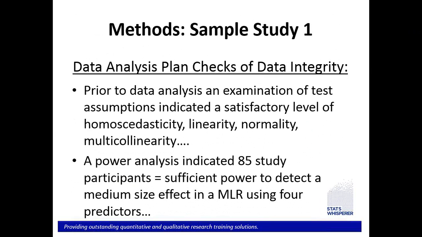Second, a power analysis indicated 85 study participants equaled sufficient power to detect a medium-sized effect in a multiple linear regression model using 4 predictors. Remember, with power set at 0.8 and alpha set at 0.05. So there we go, reporting everything we did.